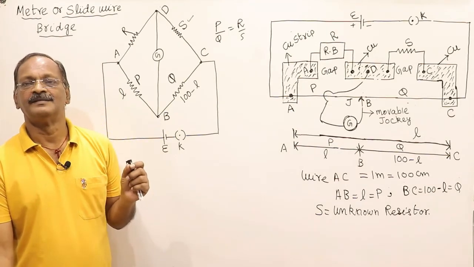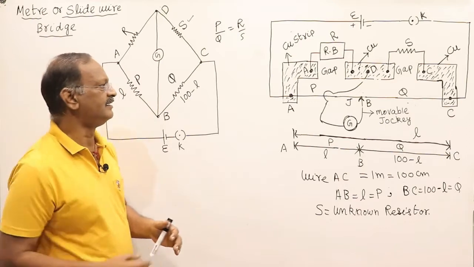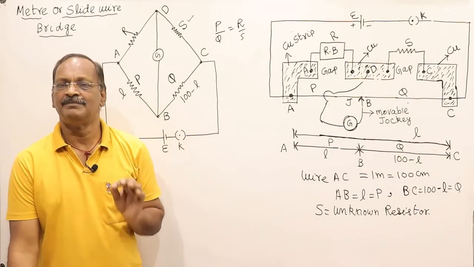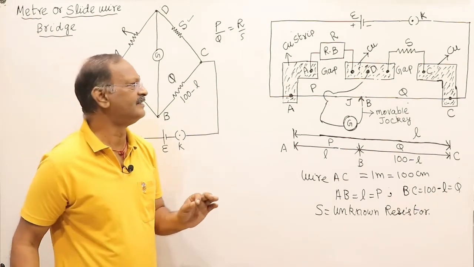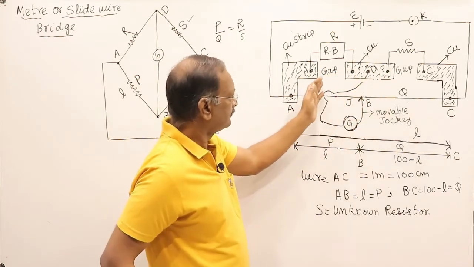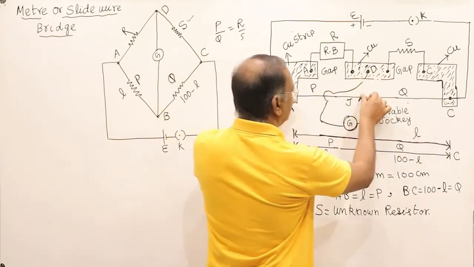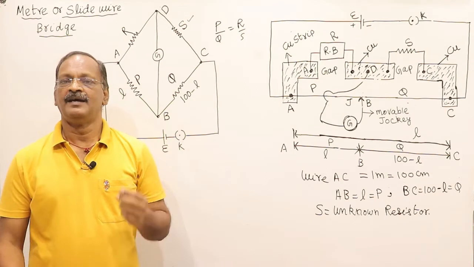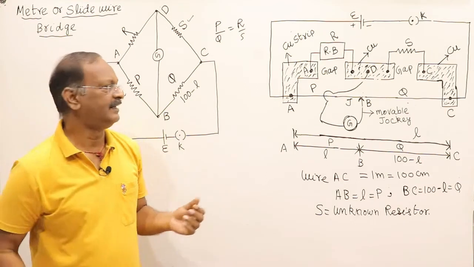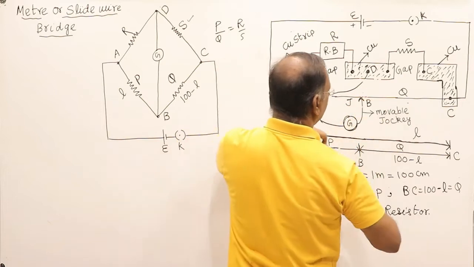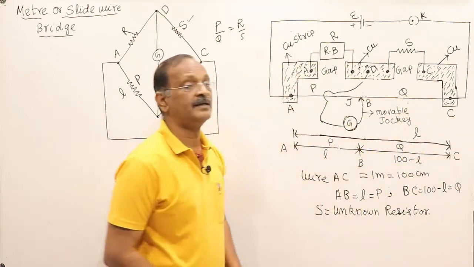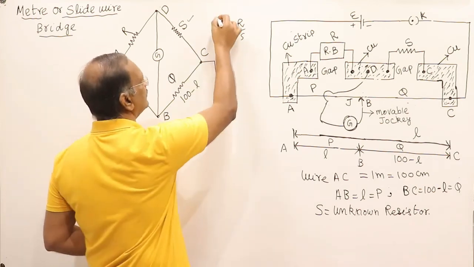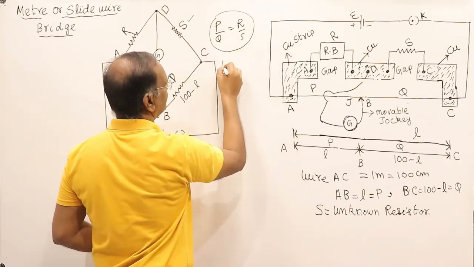When this is under balance condition of the Wheatstone bridge, we can say P by Q is equal to R by S. If P and Q are the resistances of parts AB and BC, P is the resistance of part AB and Q is the resistance of part BC, then for balanced condition, P by Q is equal to R by S.